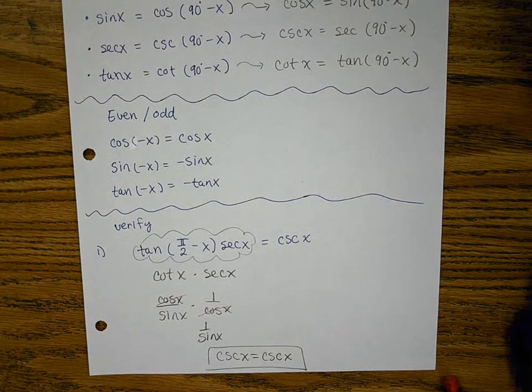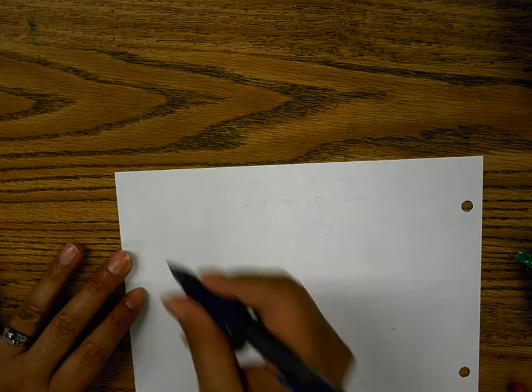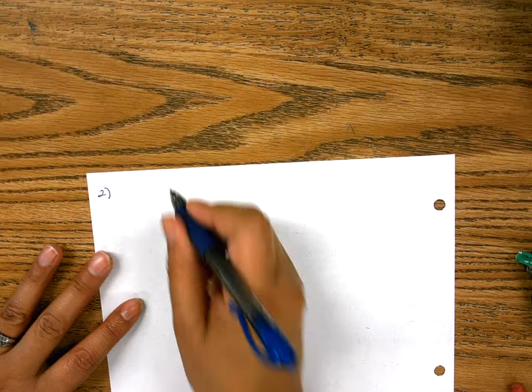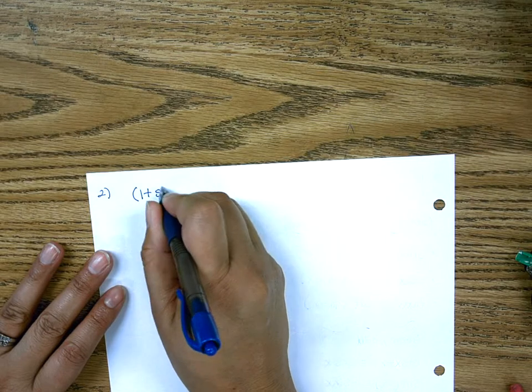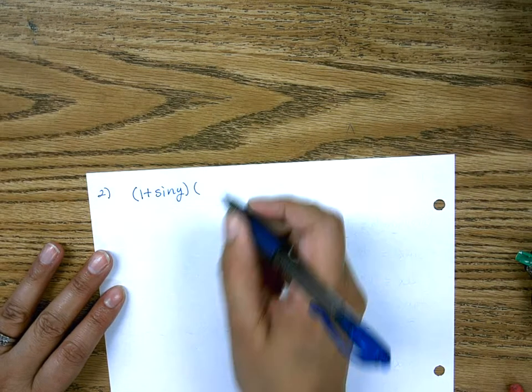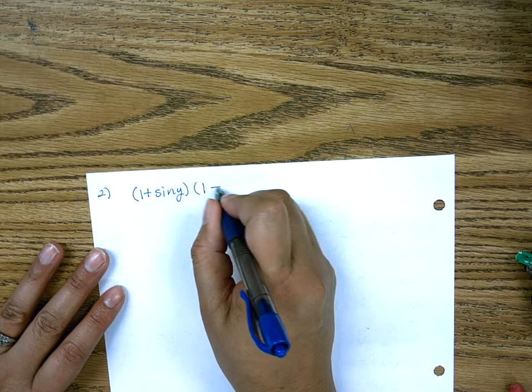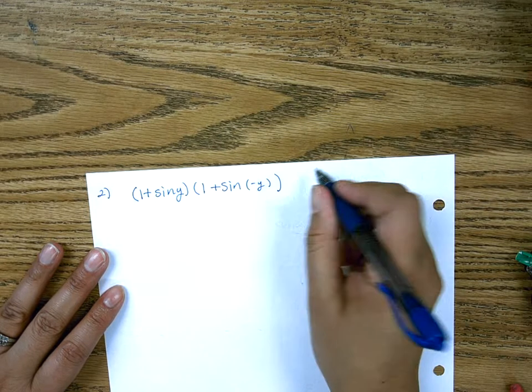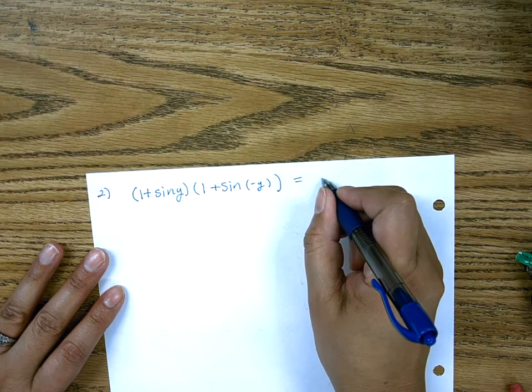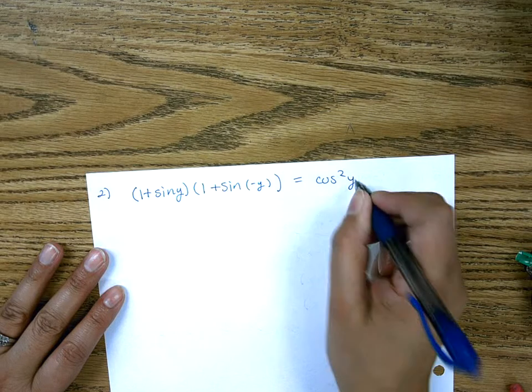All right. Number 2, parentheses, 1 plus sine of y times the quantity of 1 plus the sine of negative y equals cosine squared y.